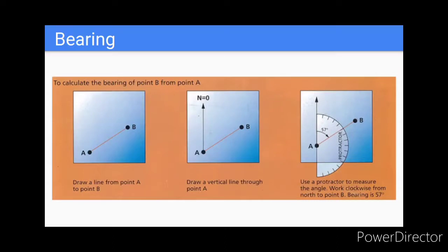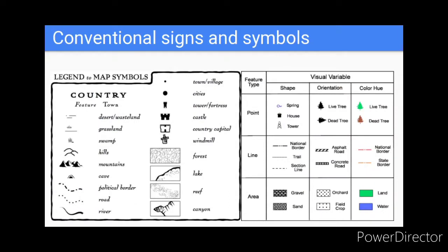You have to join that line, the line that points towards north, to point A, and then you have to use a protractor, and you have to see the degree at which the line bends. The line AB, you have to check the degree. So for example, over here the line is at 57 degrees. So that is how you know the exact direction, right?